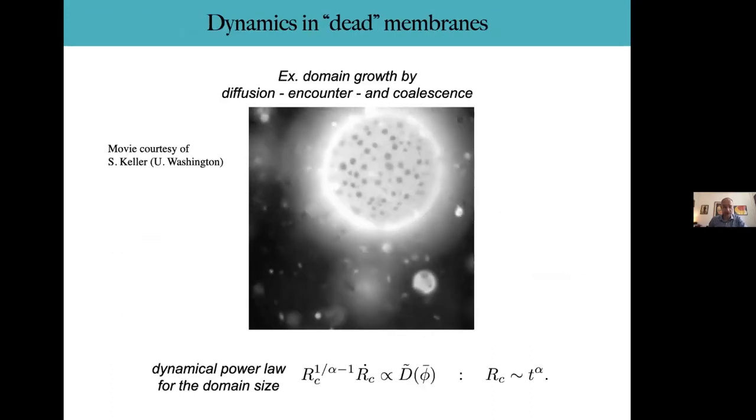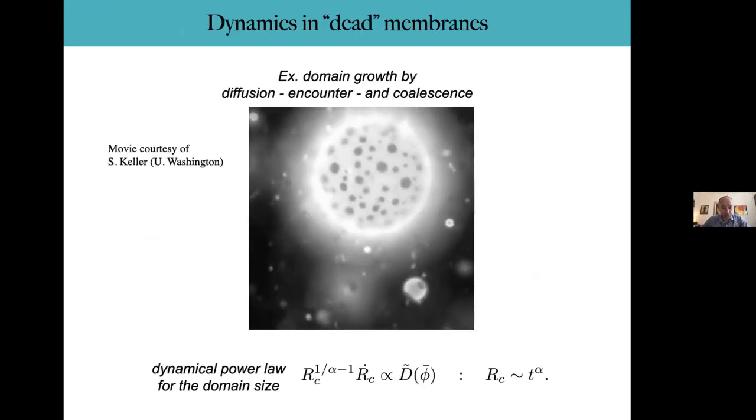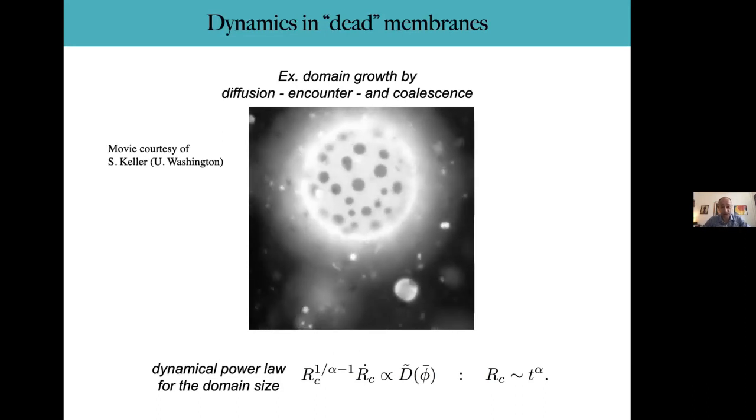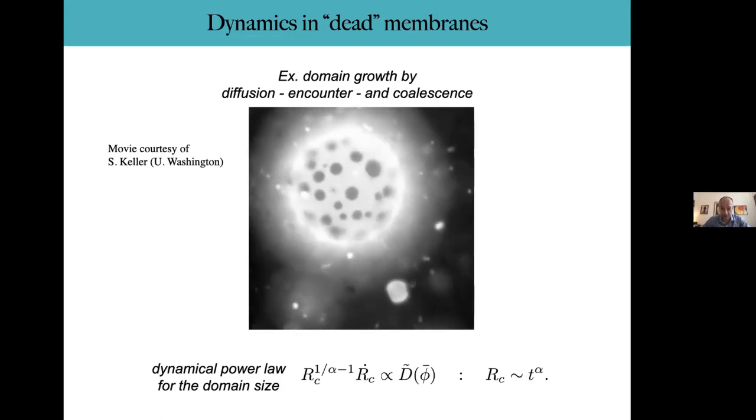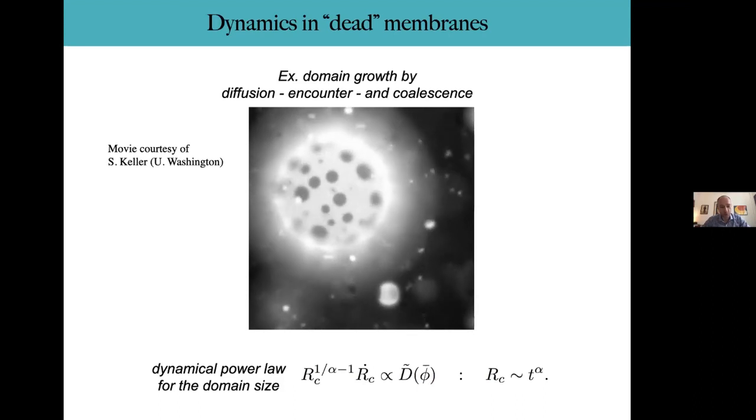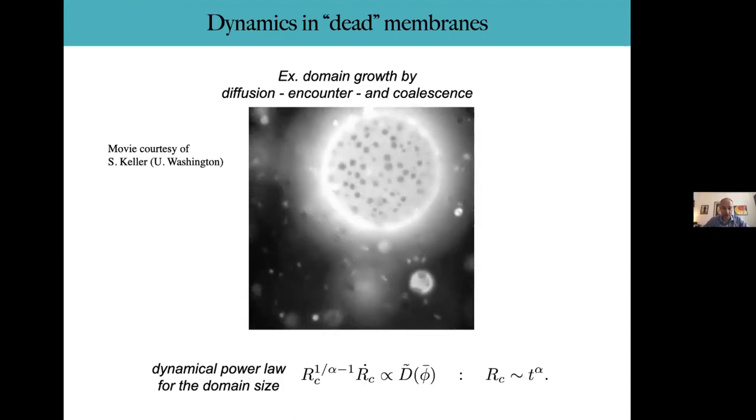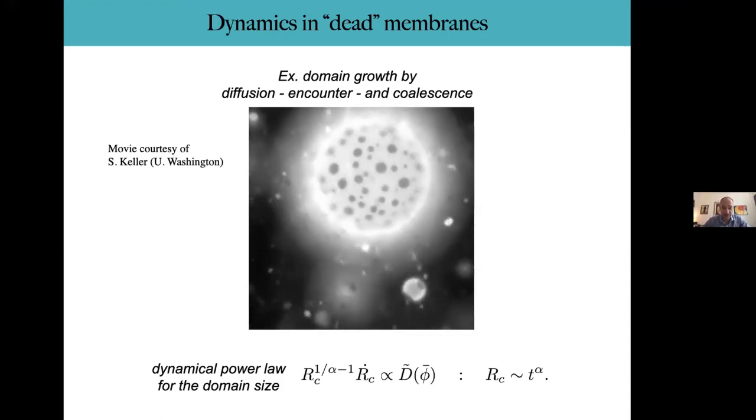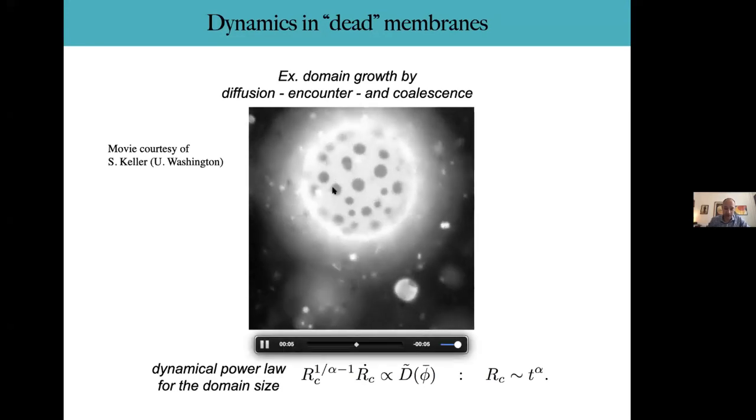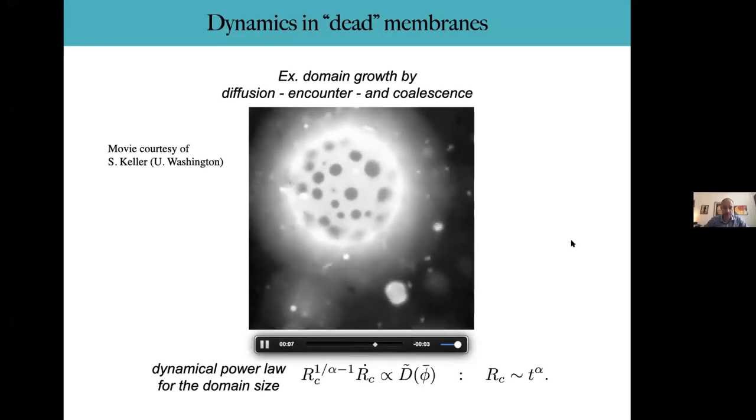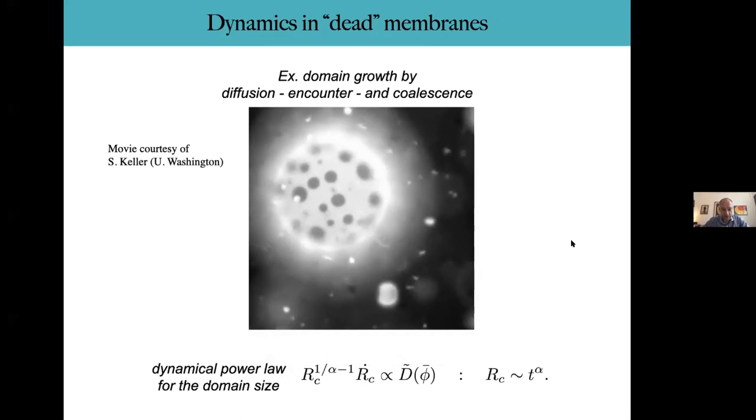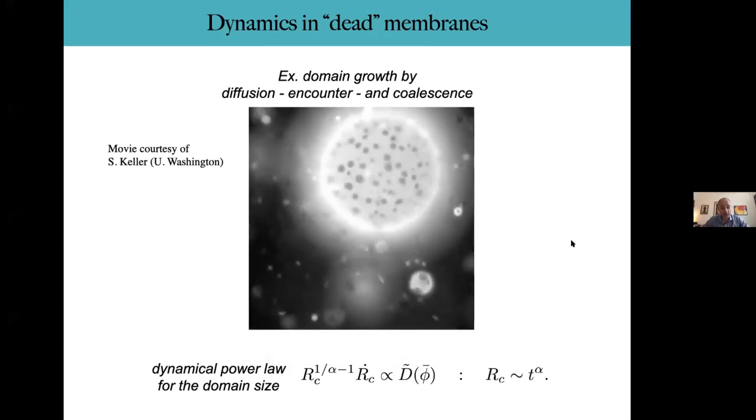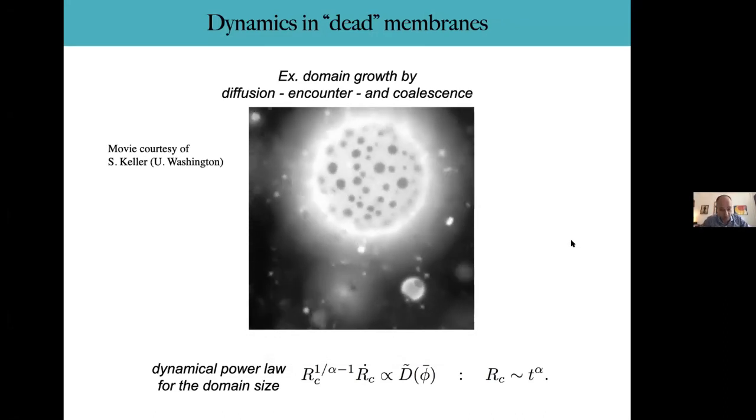And then this is a movie of the phase separation happening at the surface of a lipid vesicle. This is an old movie by Sarah Keller. And what you can see is you've got these different kinds of domains. They diffuse around, they coalesce. I think these two are going to coalesce at some point. And so here you are. This looks very much like the equation that I told you about, right?